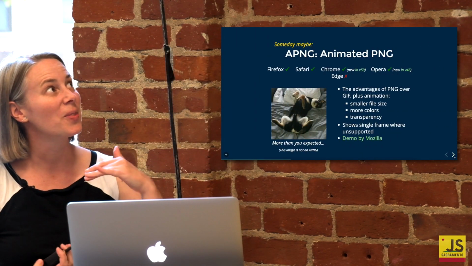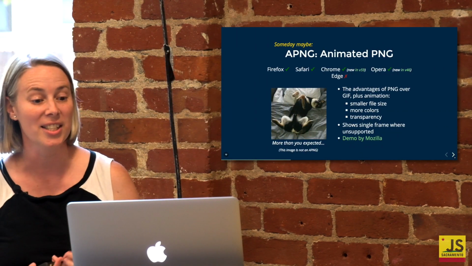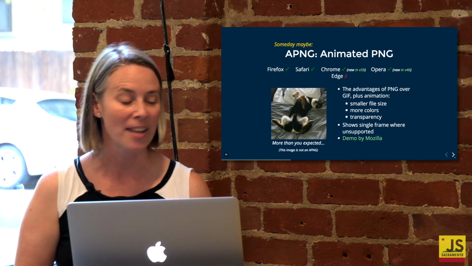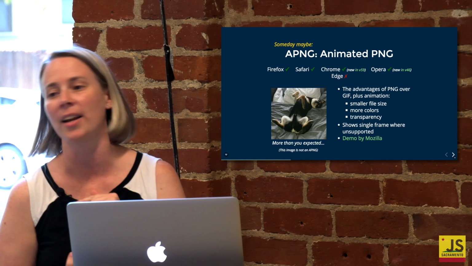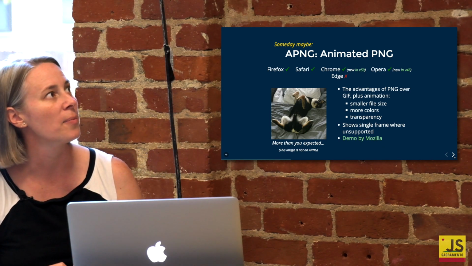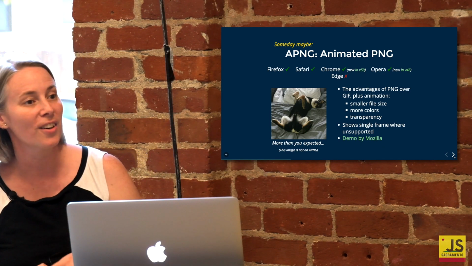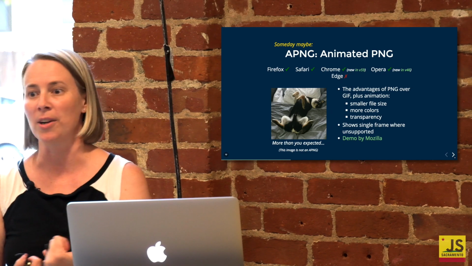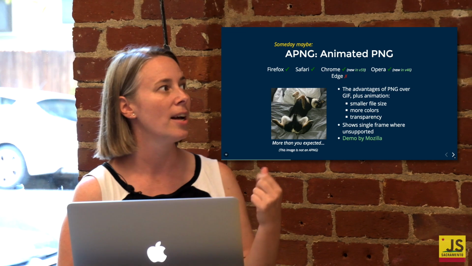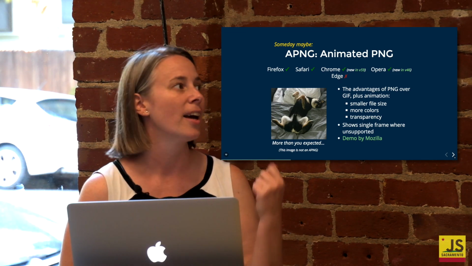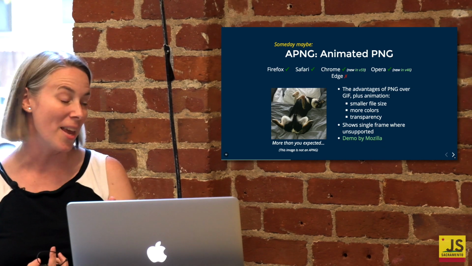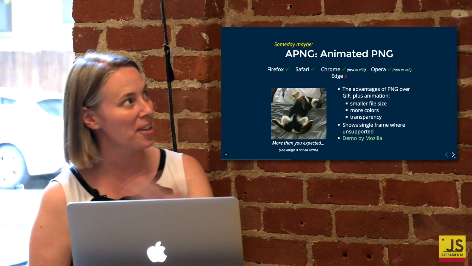Now, this is another someday maybe, and it's actually getting increasing support. When I updated these slides, I had to add Chrome and Opera because those just got added in for support. And that's an animated PNG. So it has the advantages of a PNG. It can have transparency, it has a smaller file size than a GIF, and it supports more colors than GIFs do. And it's now supported in everything except for Edge.